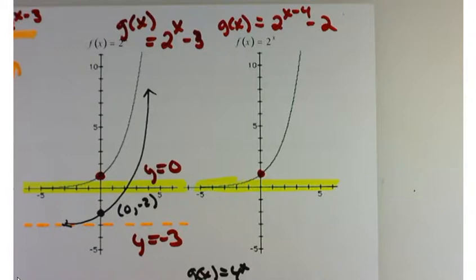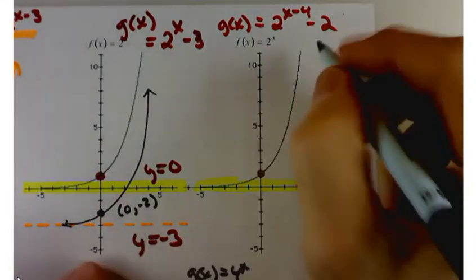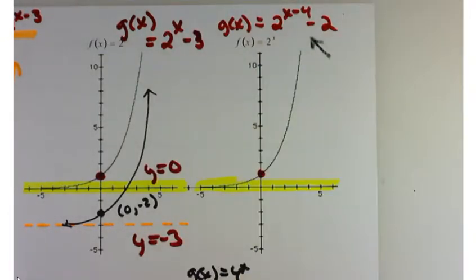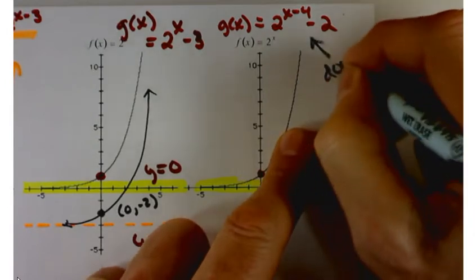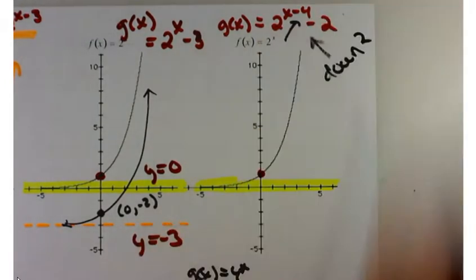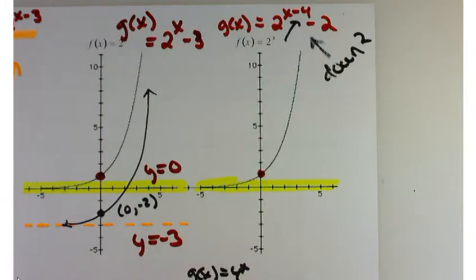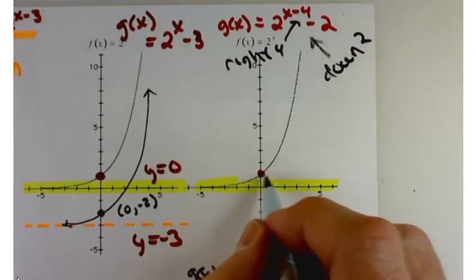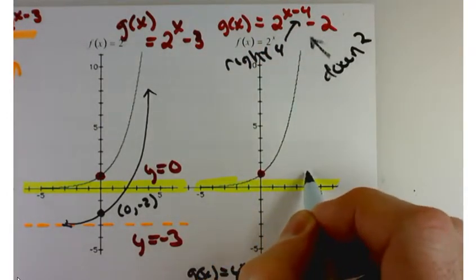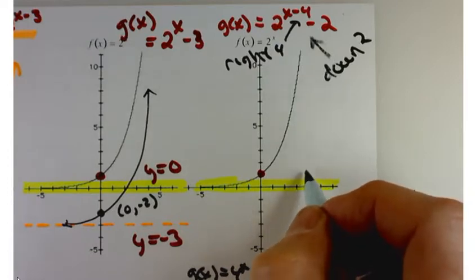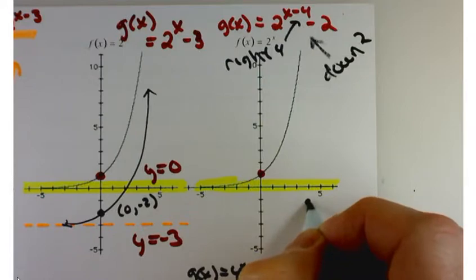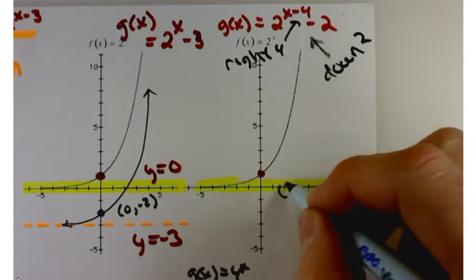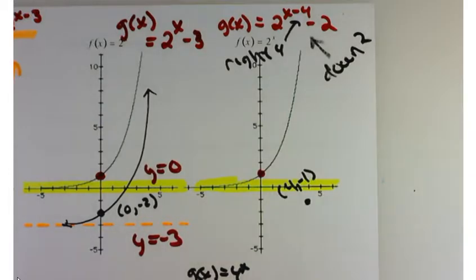So let's take a look at this one. As far as the shifting is concerned, the -2 causes a shift of what? Down 2. And then the -4 here causes a shift in what direction? Right by 4. So to the right by 4, 1, 2, 3, 4, and down 2, 1, 2. So that point is here. Please graph that point accurately. That point now has coordinates of 4, -1. That's the new point there.